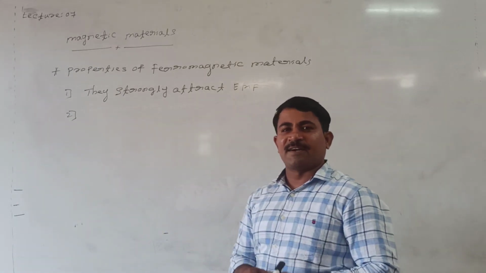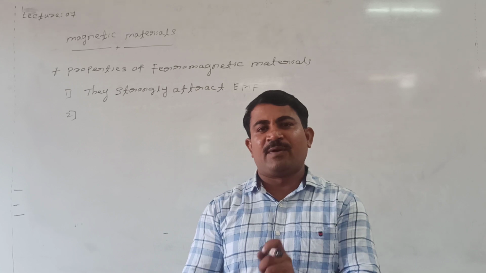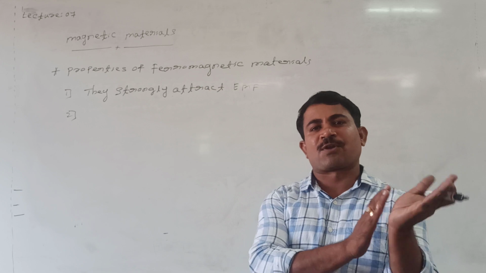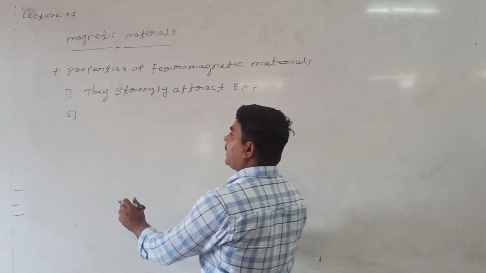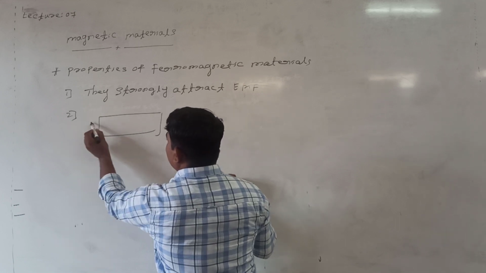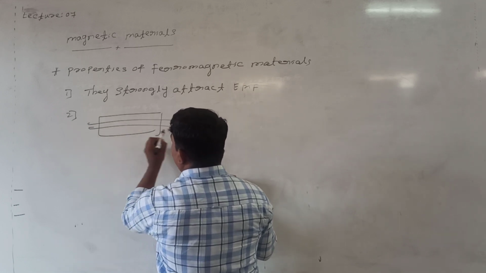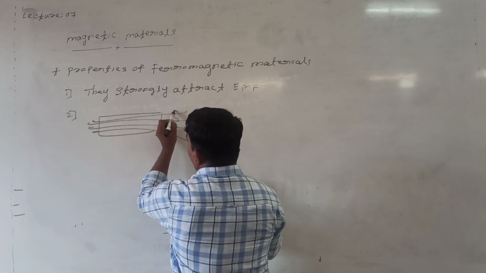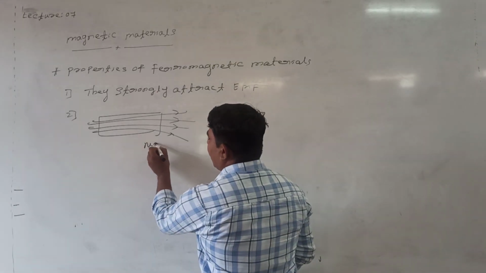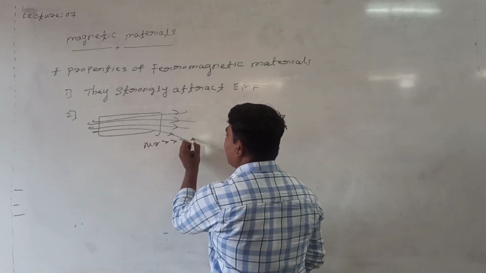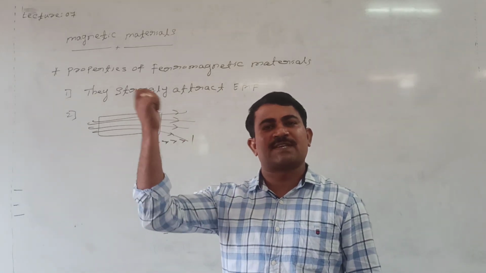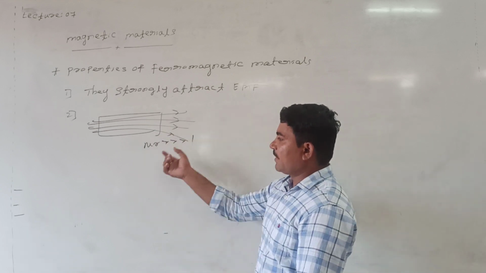Next one. When a ferromagnetic material is placed in a non-uniform magnetic field, it moves from the weaker region to the stronger region due to attraction. And when a ferromagnetic material is subjected to an external magnetic field, all magnetic field lines pass through it. So the magnetic permeability of a ferromagnetic material is very high and greater than 1, like 2, 3, 4, 5, 6. I mean, it has high magnetic permeability.